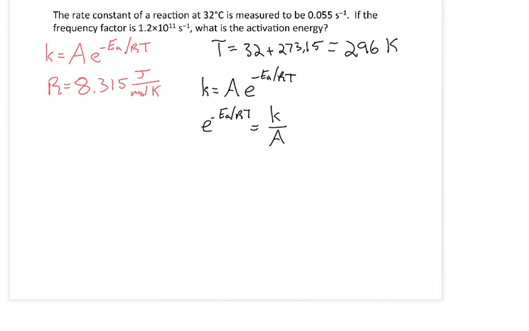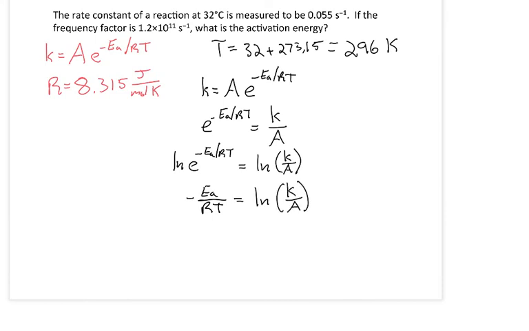The next thing I need to do to get rid of the exponent is take the natural log of both sides. So I'll do the natural log of e to the minus Ea over RT is going to be equal to the natural log of k over A. And when I take the natural log of an exponential, the result is just the argument of the exponential. So that gets rid of my exponential.